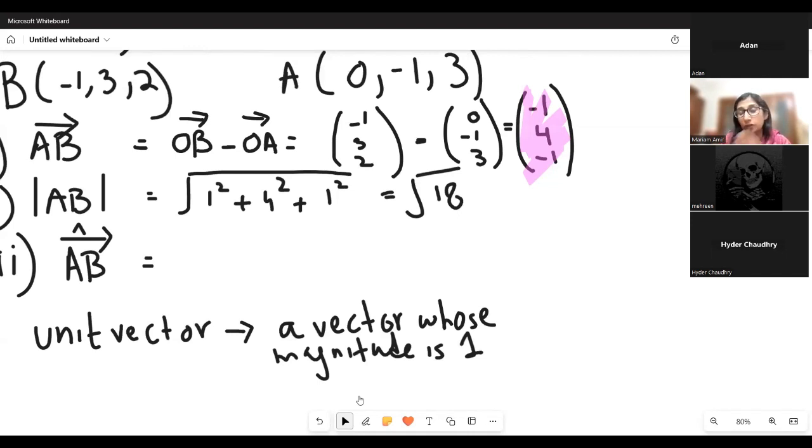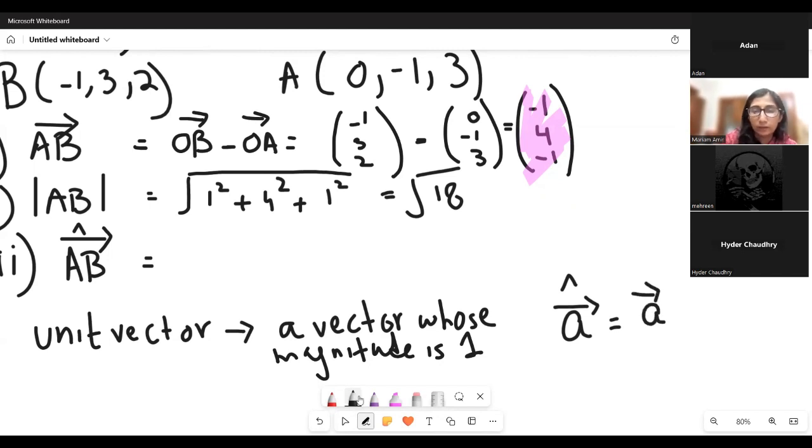Now you have to find its unit vector. So you need a vector whose direction will be the same as the direction of AB, but its magnitude should be 1. So the formula for unit vector is just this: if you have to find the unit vector of a vector A, all you have to do is in the numerator you need the vector. In the symbol of the unit vector there is no arrow, it's just this. In the numerator, you write the original vector. In the denominator, you write its magnitude.